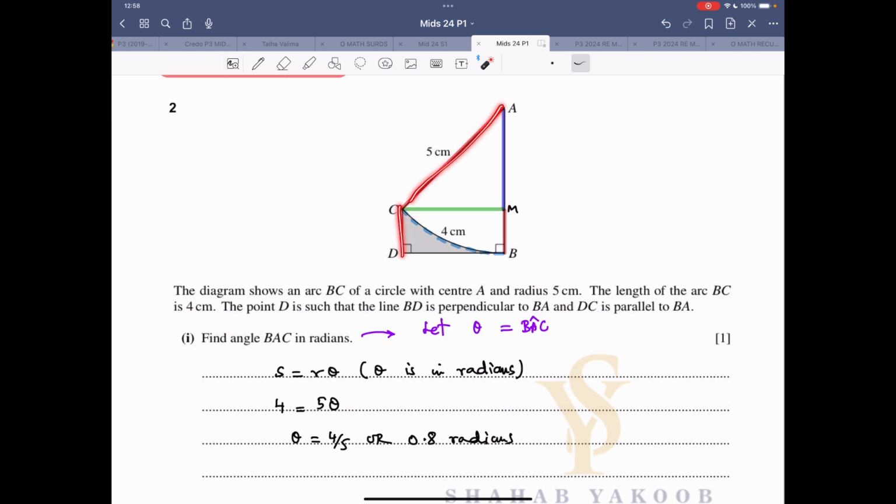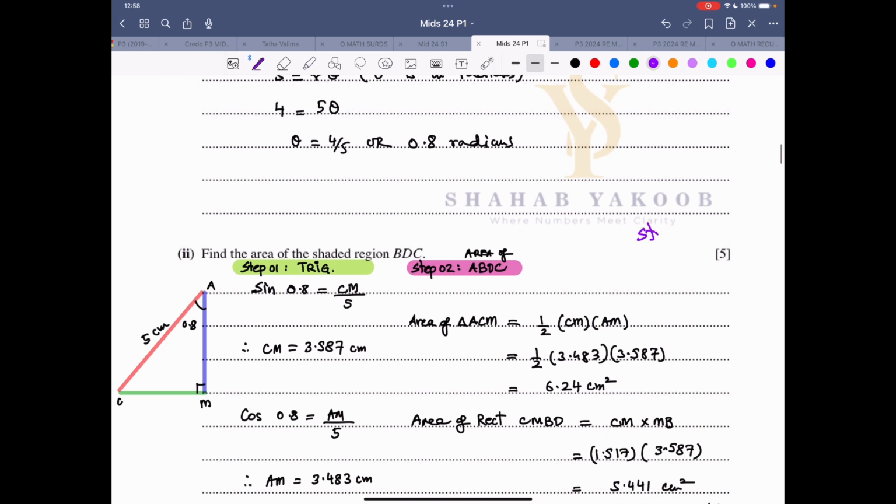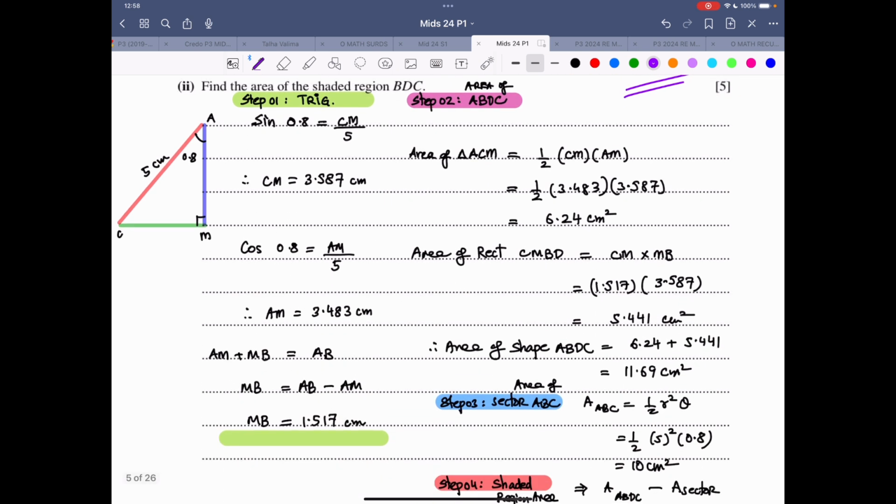That is the basic knowledge. Then I can add these two. I can find the area of this trapezium, subtract from it the area of the sector. I'll use the formula. Area is half r squared theta, and hence I'll find the area of the shaded region. So strategy is very, very important to obtain these 5 marks. So you have to show every single step. Now that's the way that I have shown.